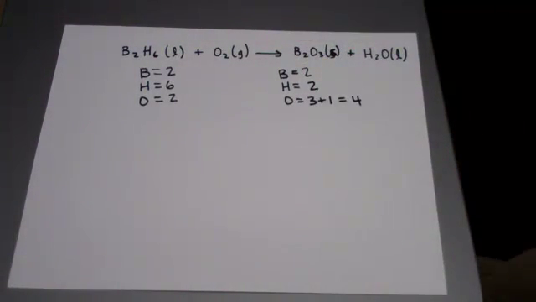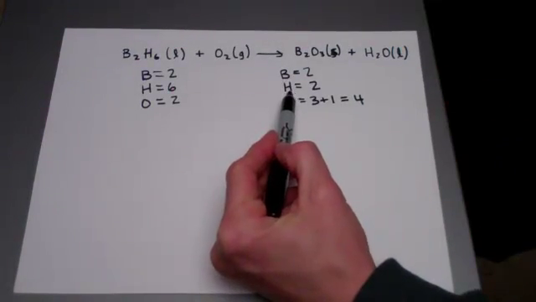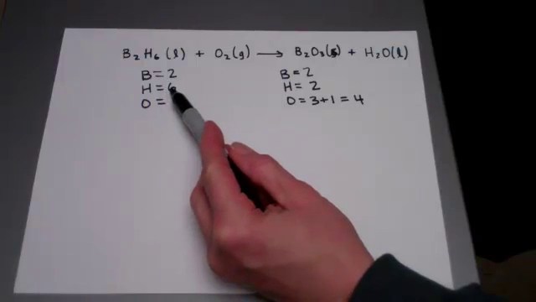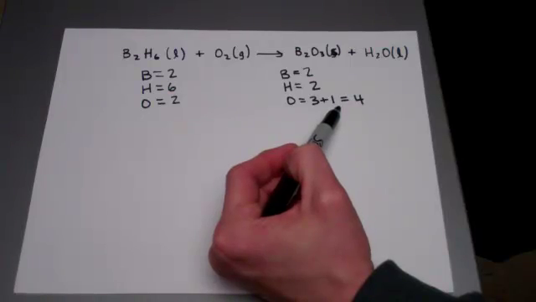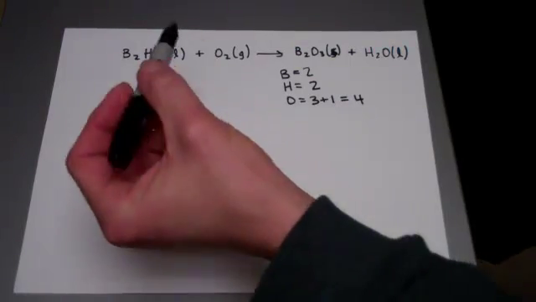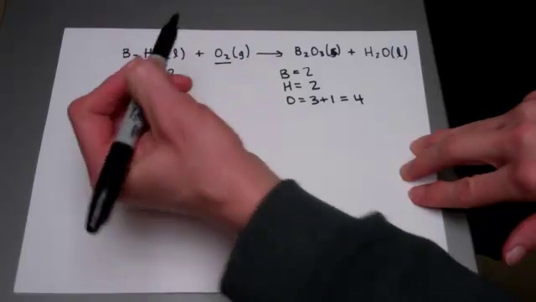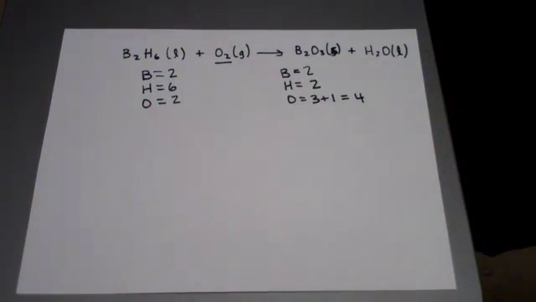Okay, so if we're looking at our equation, we can see that we've got less hydrogen over here, more hydrogen over here, less oxygen over here, and more oxygen over here. This is the simplest compound right here, so we're going to balance that guy last.